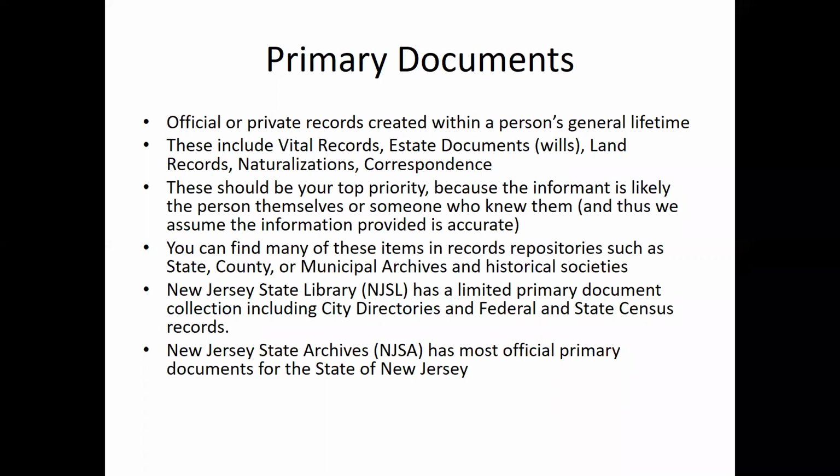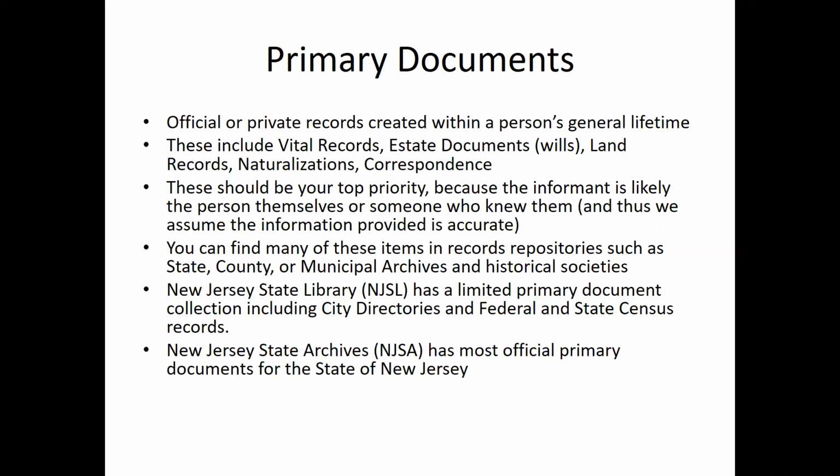These records include things like vital records, estate documents, which can include wills, land records, naturalizations, and if we're talking about private records, correspondence. You always want to focus on getting primary documents because the person who either created the document themselves or provided the information to create the document is likely the person who you're researching or a family member who knew them well, and thus we're assuming that the information is highly accurate.